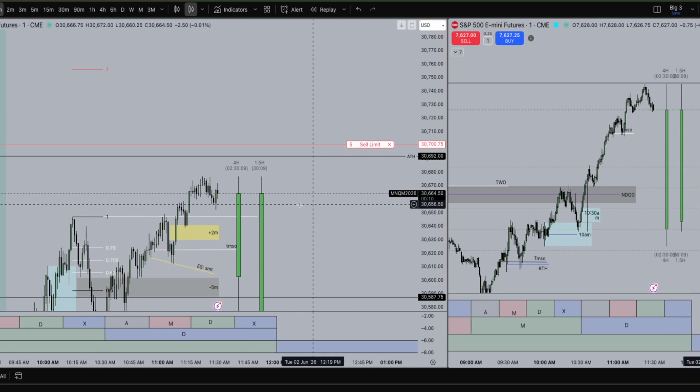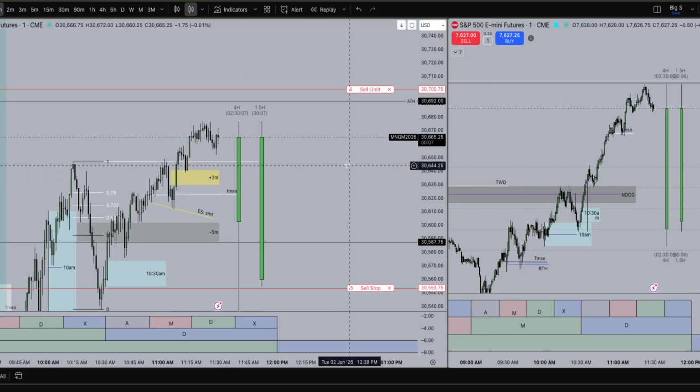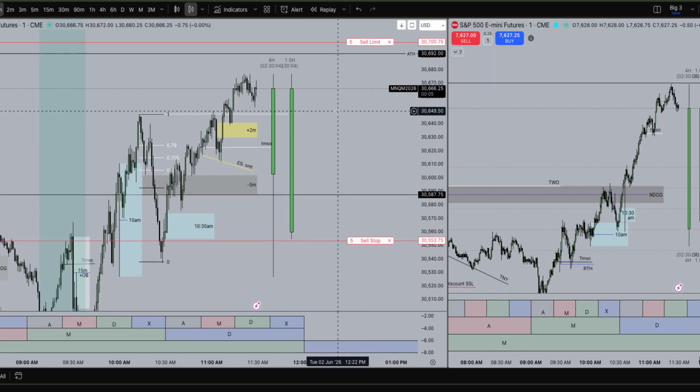Look at ES reversing right now. This is not what I like to see. I just want it to sweep all-time high so I can be out of this trade.